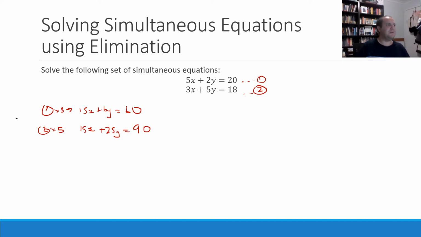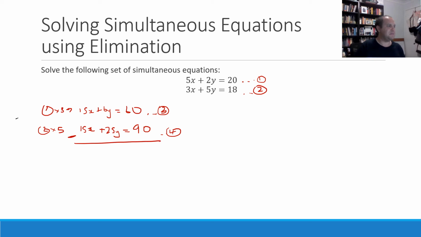Now from there, we can do our elimination. Because our x coefficients are the same, we can do elimination. Adding them will not eliminate the terms, that'll be 15 plus 15. This time we're going to subtract our terms. So let's call that equation 3, that equation 4. This time we're going to subtract these equations.